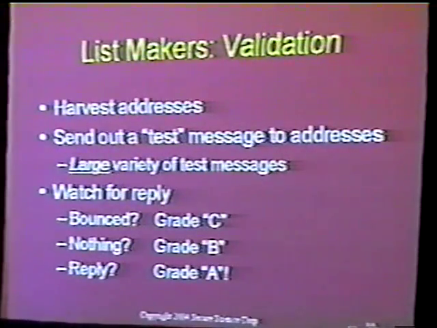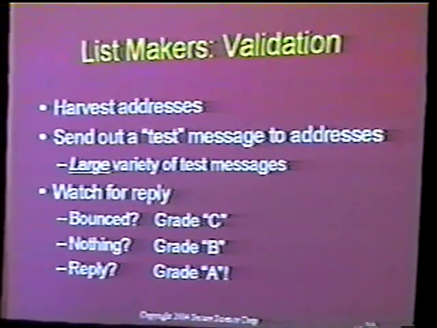So how do list makers work? Well, first they harvest email addresses from websites, from news forums, from mailing groups, from wherever they can. Unfortunately, they don't know if what they harvested is an actual email address. So what they do is they send out a test message. And they don't just send out one, they send out a whole bunch of them on a variety of topics. The idea is basically like phishing. If one piece of bait doesn't work, try another. Then they watch for the reply. Did it bounce? Grade C. Did nothing happen? Grade B. Did they get any kind of reply at all?